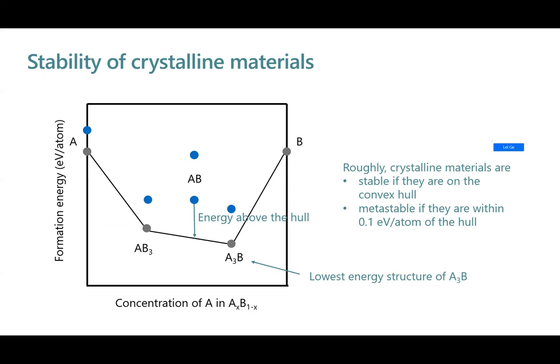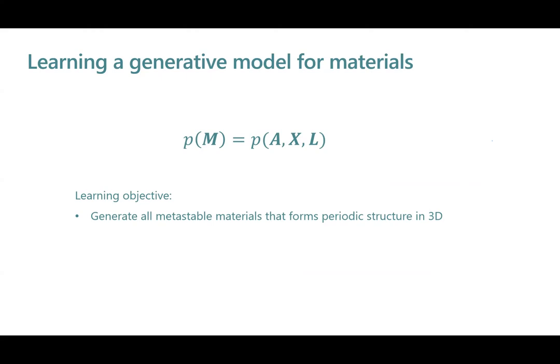Now we have introduced the physics, so I can formulate this as a machine learning problem. The problem for our generative model is to jointly generate atom types, positions, and the lattice, which define a periodic structure. The goal is to generate all metastable materials up to 0.1 eV per atom across the periodic table. That's the definition of our generative problem.